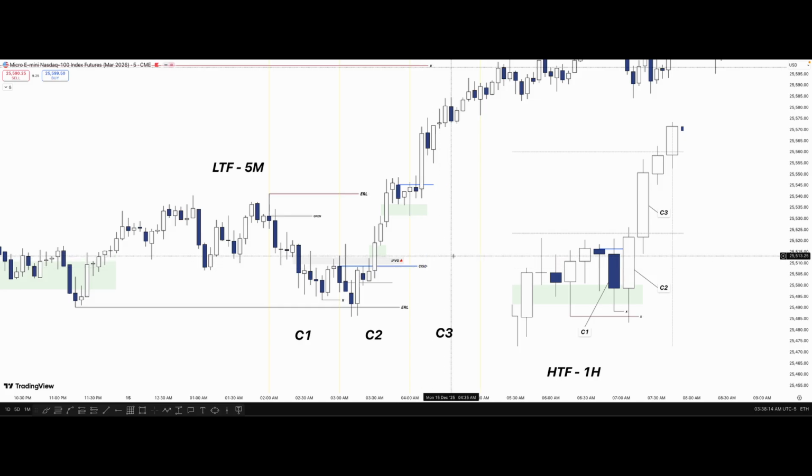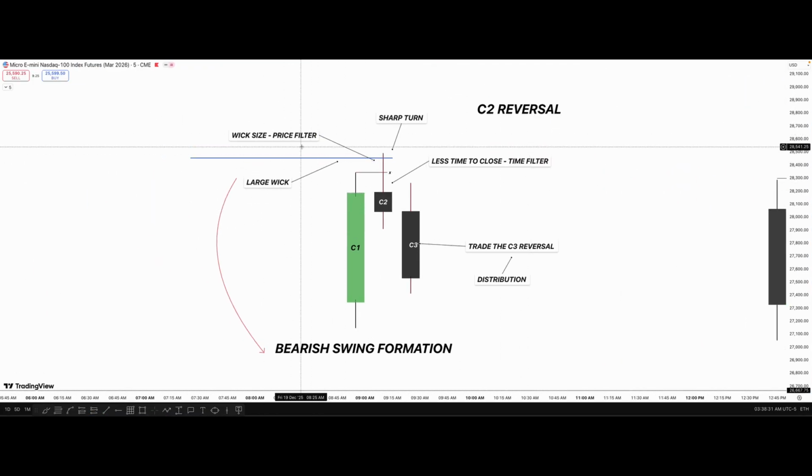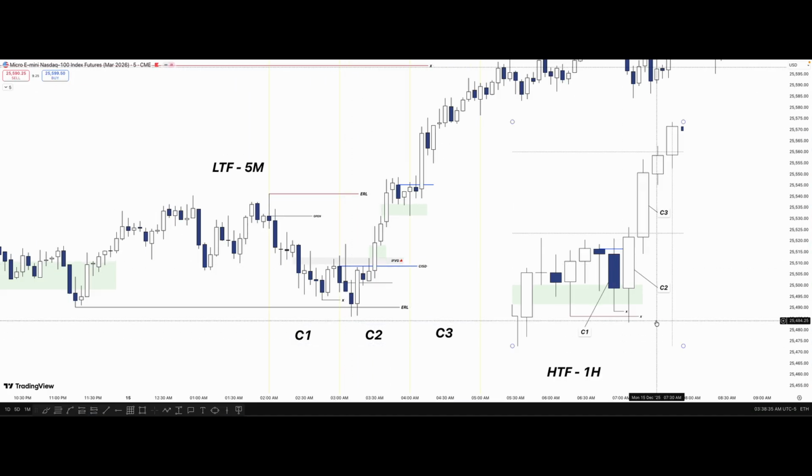Context about your narrative. Your narrative is what? Your narrative is bullish. How do you come to that conclusion? By all of this, isn't it? Candle 1, candle 2, candle 3, all of this, right? And then if I talk about the price filter, isn't it? How will we understand the price filter? With wick size, right? So look at the wick size in candle 2. Do you see a large wick? You do, right?